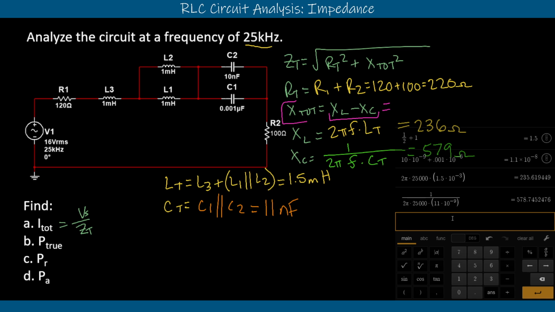We'll say that we have XL minus XC, so 579 will be the second number we write. It's going to be negative, right? The capacitor is going to win. 236 minus 579.